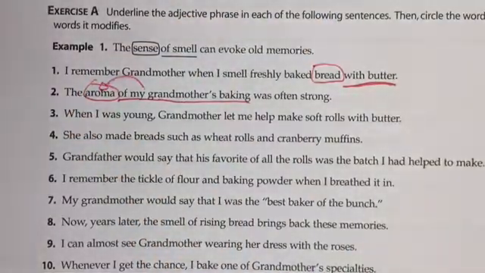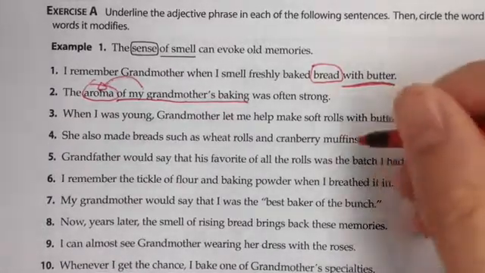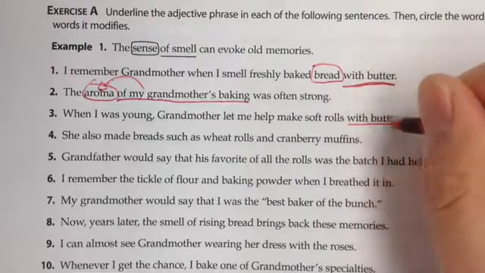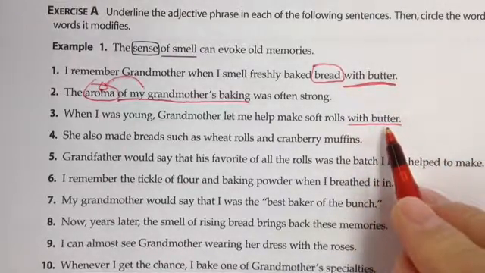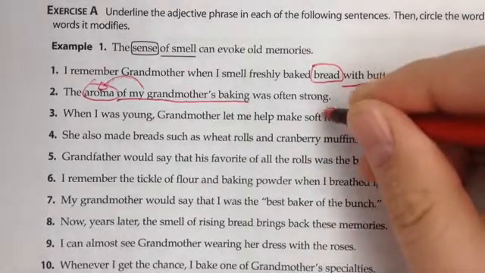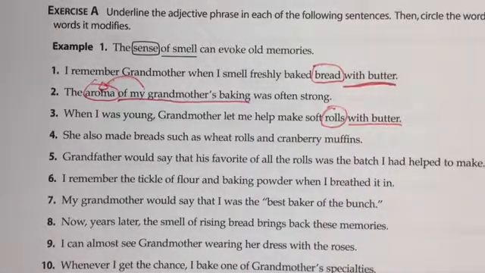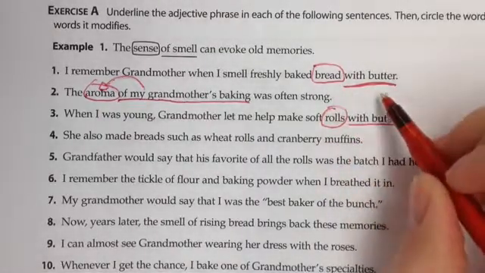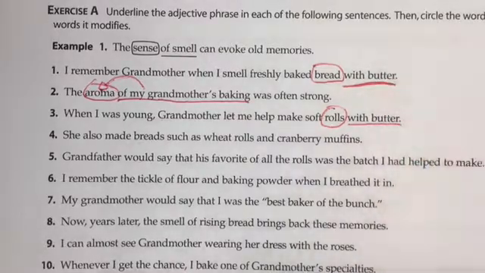Number 3, when I was young, grandmother let me help make soft rolls with butter. With is a preposition, and butter is the object of that preposition, and both of these tell us what kind or which one, which rolls we're talking about. You're probably seeing a pattern here. We have noun and then prepositional phrase described by it, and that's pretty much how it goes.